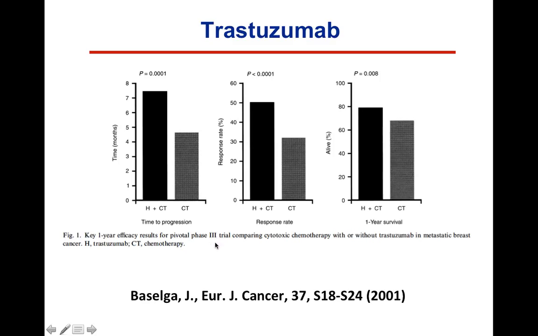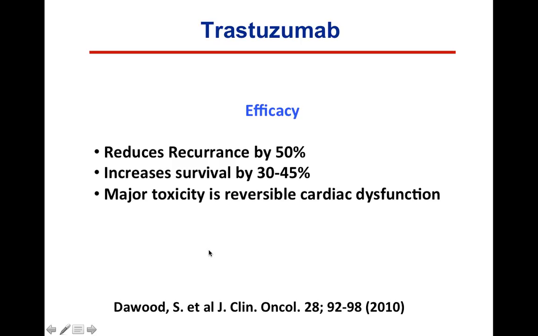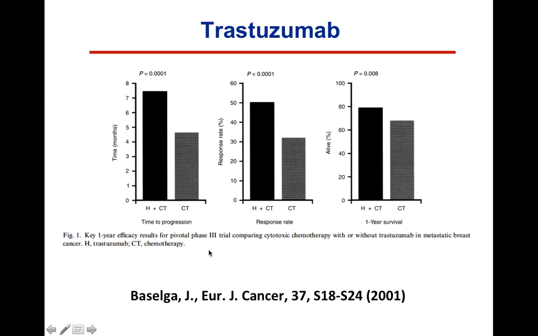And you can see here in this pivotal phase 3 trial, three different graphs. One involves trastuzumab, which has another name, Herceptin, in combination with chemotherapy. The time to progression in this phase 3 trial was 7.5 months, whereas if they received just chemotherapy, it was only 4.5 months. So you got an increase of about 3 months of stable disease.